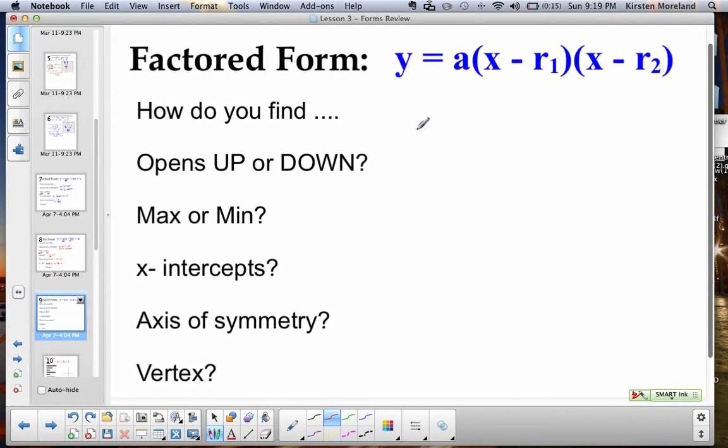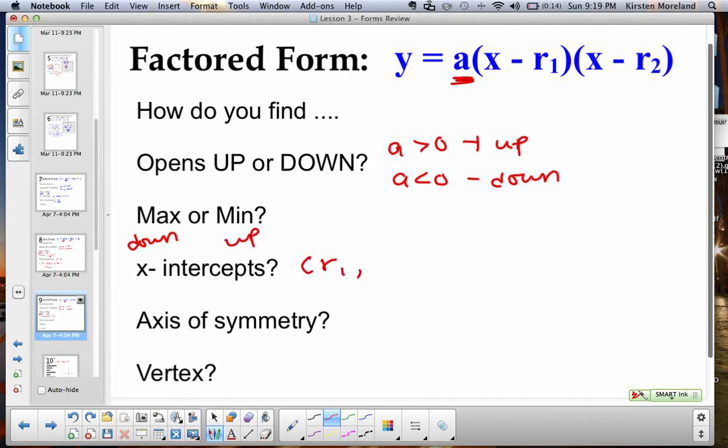Again, how do you determine if it opens up and down? It still goes to this a value. Whatever number's in front, if it's positive, it opens up. If it's negative, it opens down. And we know this from about 3 chapters ago. If it opens down, it's a max. If it opens up, it's a min. The x-intercepts are the opposite. So it's R1, comma 0 and R2, comma 0.